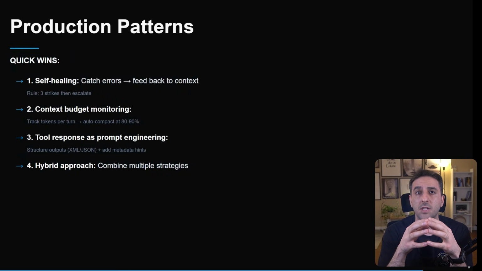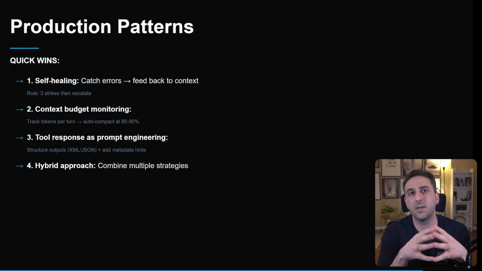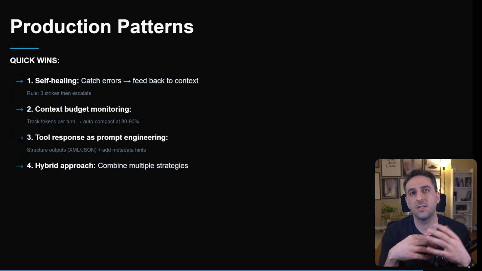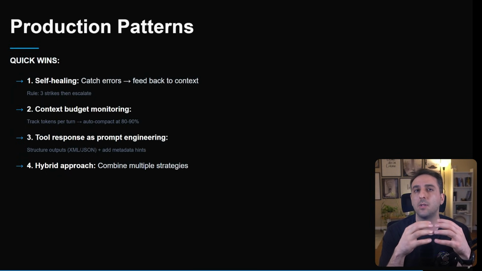Second, context budget monitoring. Track token usage at every turn. Set auto-compact triggers at 80 or 90% of your limit, and don't wait until you hit the ceiling. Third, tool response as prompt engineering. Structure your tool output carefully. Use XML or JSON, add metadata hints, include inline instructions in the response itself, and remember, the way you format tool outputs shapes how the agent thinks about the next step.